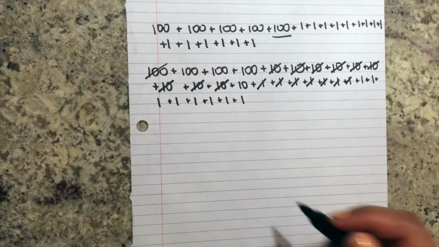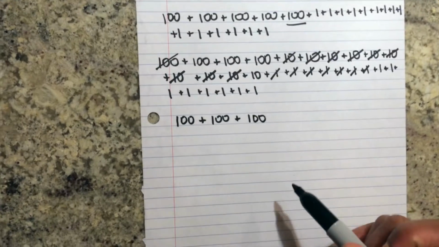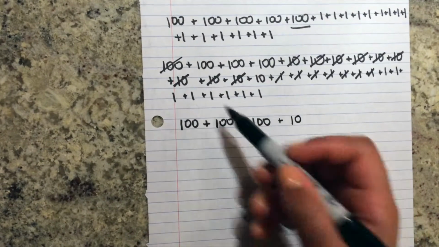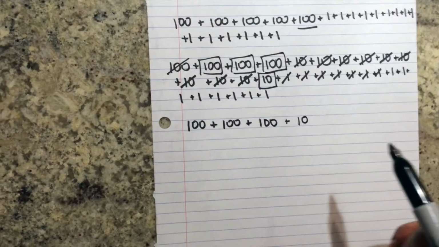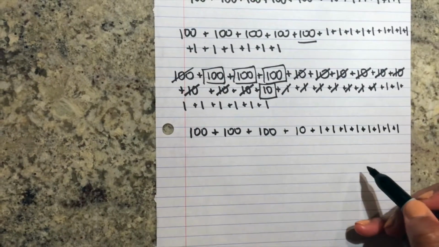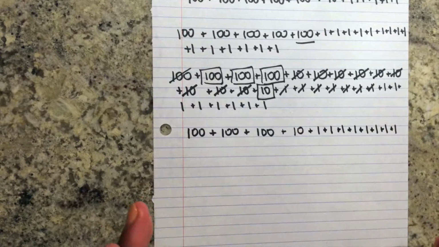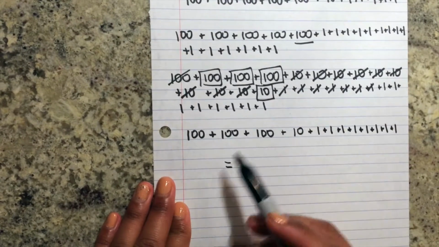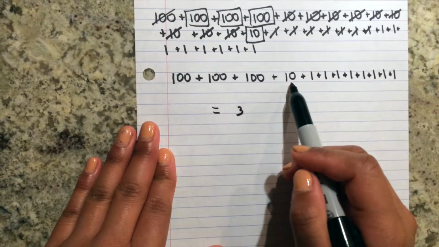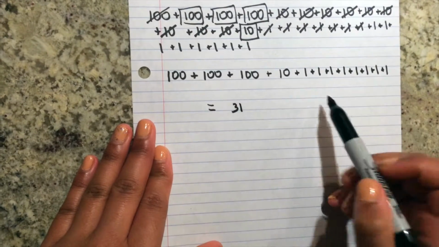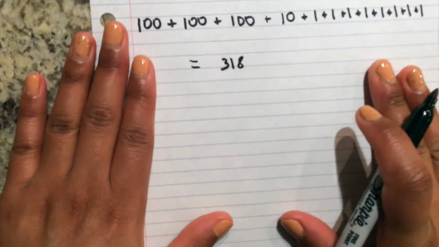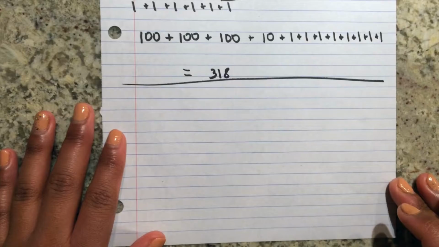And we're going to write what we have left. We have 3 100s, 1 10, and we have 8 ones. Now we'll add them up to find our answer symbolically. We have 100 plus 100 plus 100 is 300. In the tens value, we have 10. And in the ones value, we have 8 ones, giving us a value of 318.